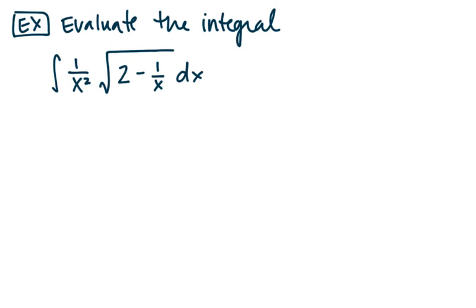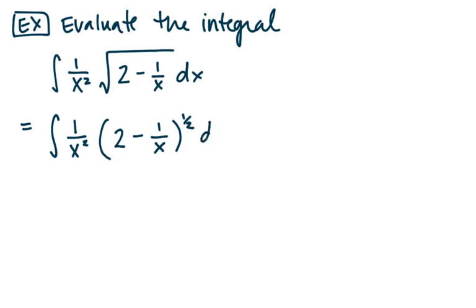So the first thing we often do when we're dealing with problems with square roots, remember, we want to turn those into rational powers. So this is the same as 2 minus 1 over x to the 1/2 dx. And it's all about being comfortable with your manipulation. So if I wanted to, I could write that as x to the negative 2. 1 over x squared is x to the negative 2. And 1 over x could be rewritten as x to the negative 1.